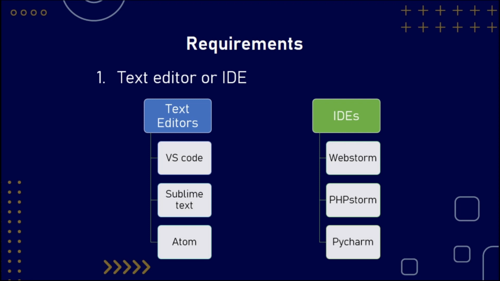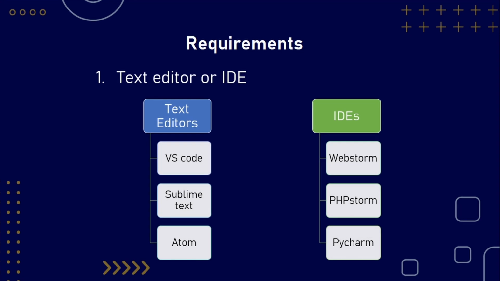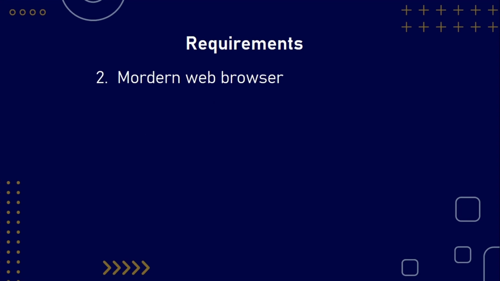A text editor like VS Code is even preferable because it has a package manager. Here you can see different packages, and as a developer you can choose the package of your choice to facilitate your life as a programmer. In my case, I'm going to be using VS Code.